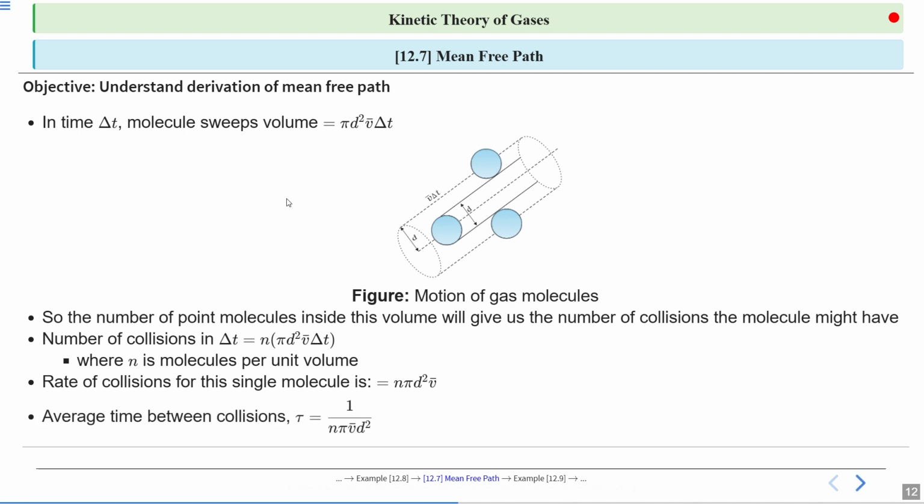Average time between collisions, denoted as tau. This is calculated as tau equals 1 upon n pi v bar d squared. Understanding tau is important as it gives a measure of the mean free path, or the average distance a molecule travels between collisions. Alright.